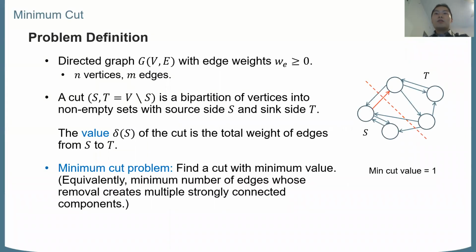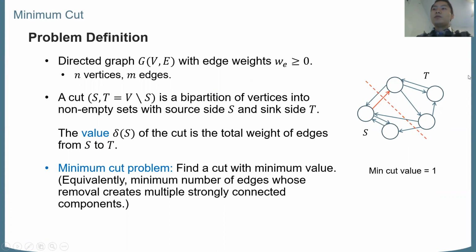We consider the classical problem of finding the minimum cut in a weighted directed graph. Recall a cut in a directed graph is defined to be a bipartition of vertices into two non-empty sets, that is source side S and sink side T. And its value is the total weight of edges from S to T.